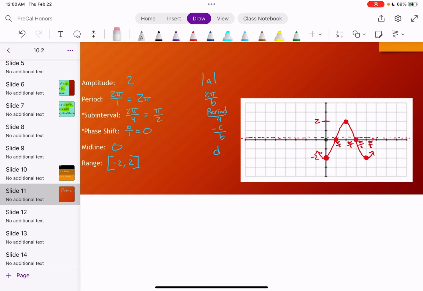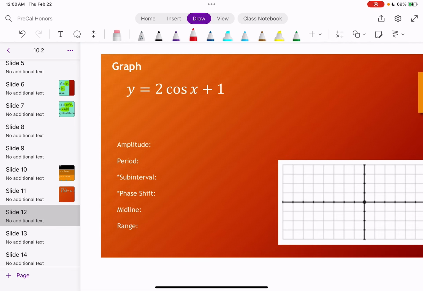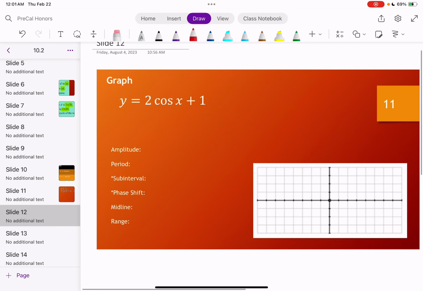Let's go ahead and take a look at slide 12. In slide 12, we repeat the entire process all over again. We start off with our amplitude, which is going to be 2. Our period would be 2 pi over 1, or 2 pi. Our subinterval would be 2 pi divided by 4, or pi over 2.